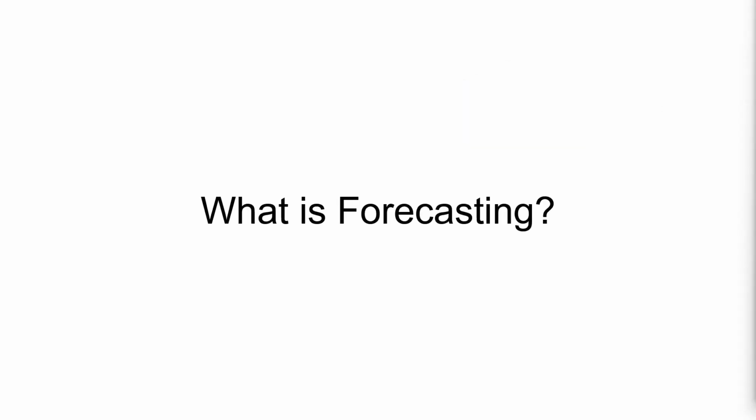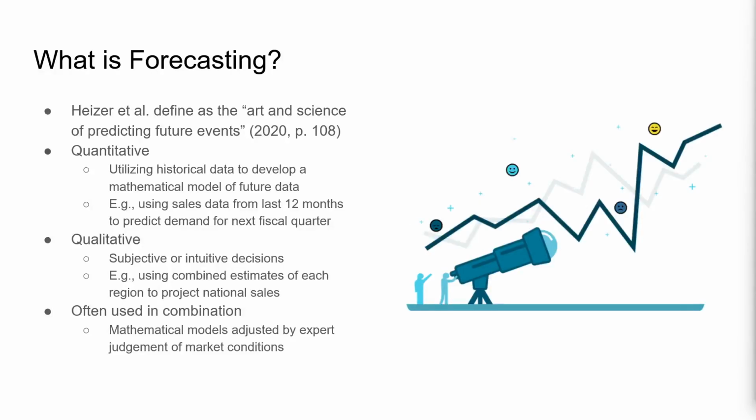First, we need to answer the following question. What is forecasting? In their book, Operations Management, Sustainability and Supply Chain Management, Heizer et al. define forecasting as the art and science of predicting future events. Forecasting can be quantitative or qualitative in nature. Quantitative forecasting means utilizing historical data to develop a mathematical model of future data.